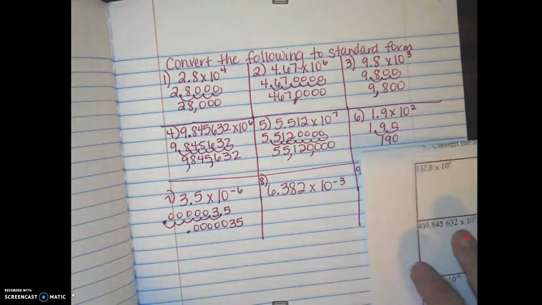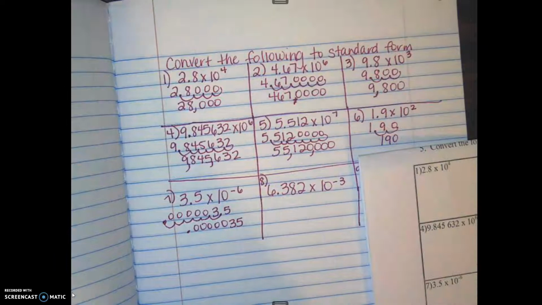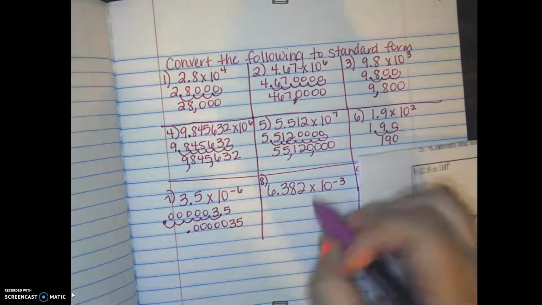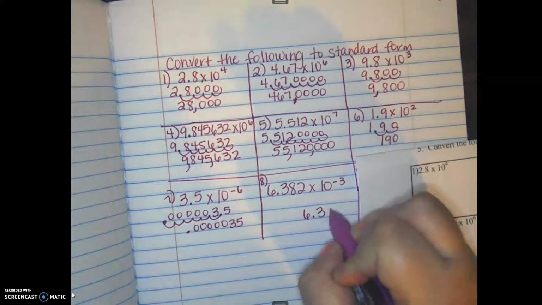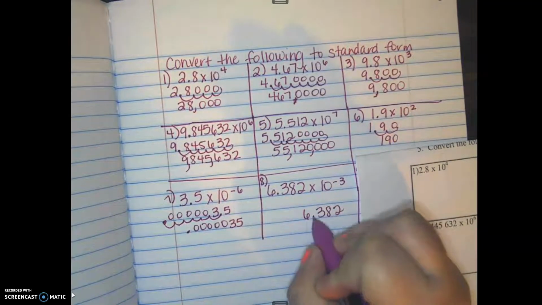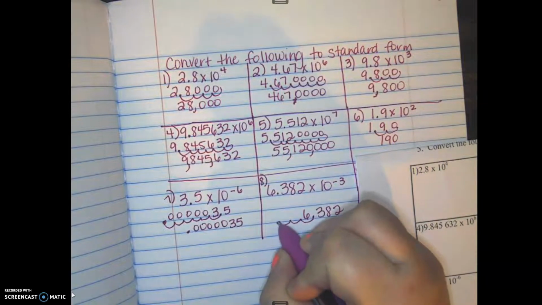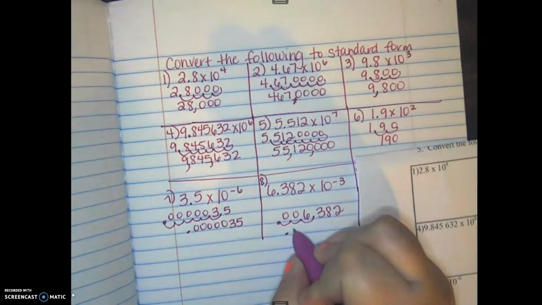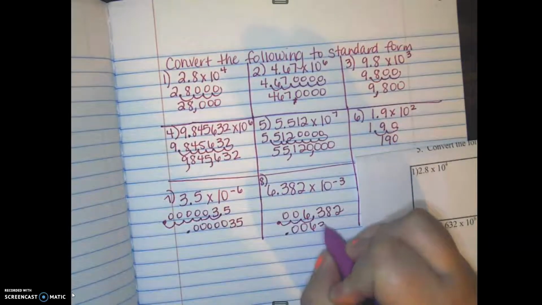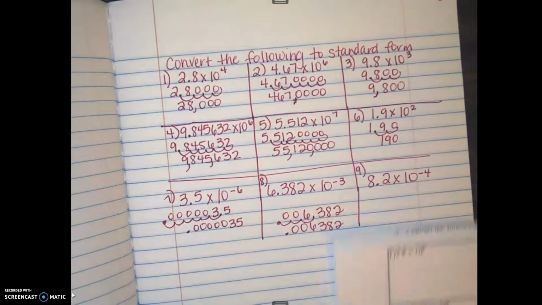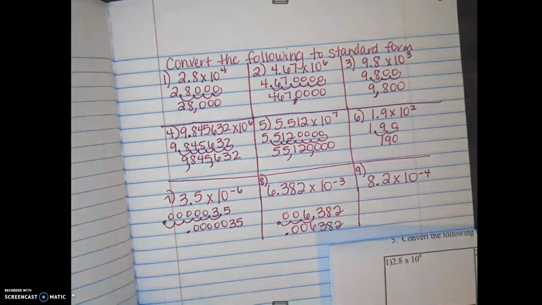So let's go ahead and look at number 8. This 3 tells me I'm going to move it 3 times. Negative tells me I'm going to move it to the left. 6.2. So 1, 2, 3. So this number is 0.006382. I want you to try number 9 on your own. When you are done with number 9, I want you to pause it, and I want you to push play when you have worked out number 9. It's really important that you practice doing these on your own for you to be sure that you're learning and understanding.